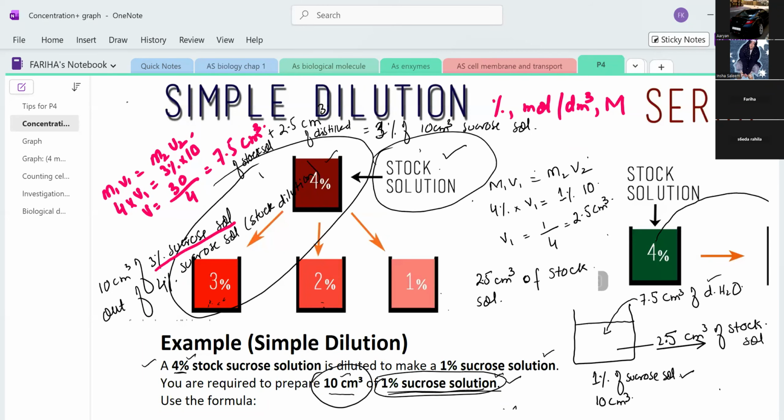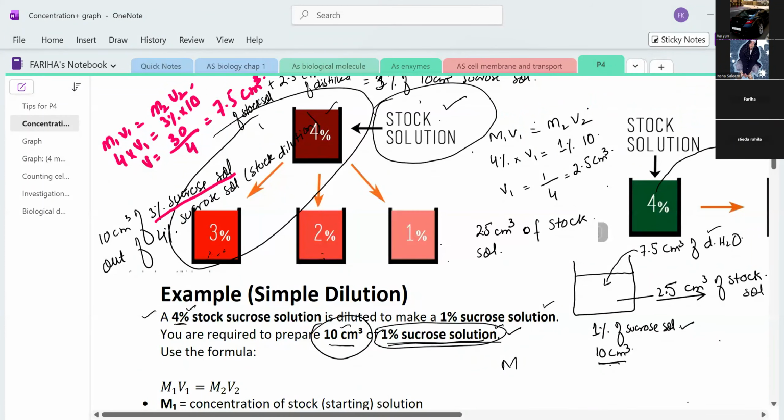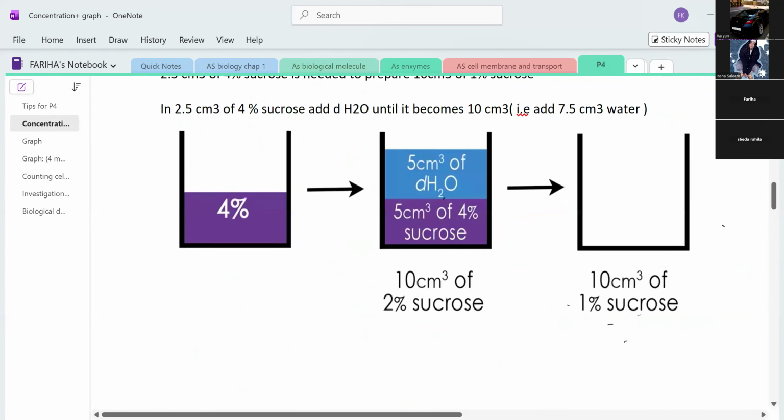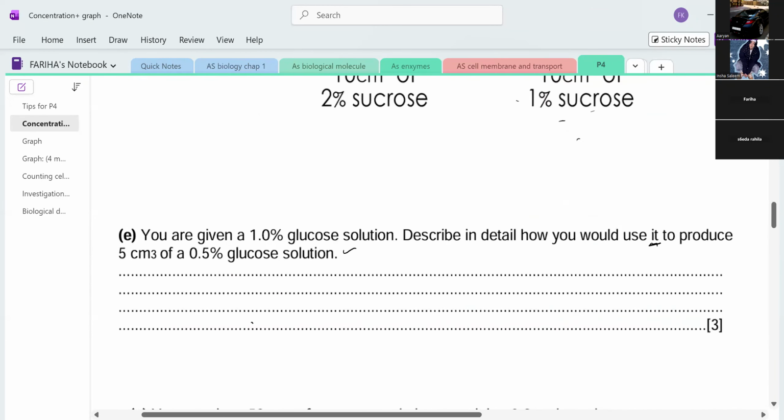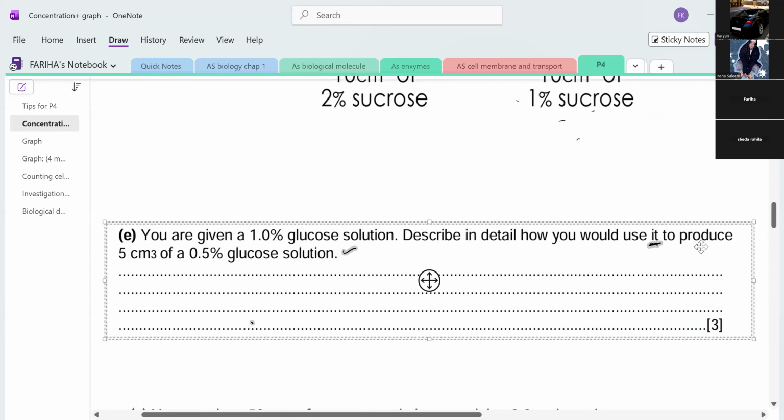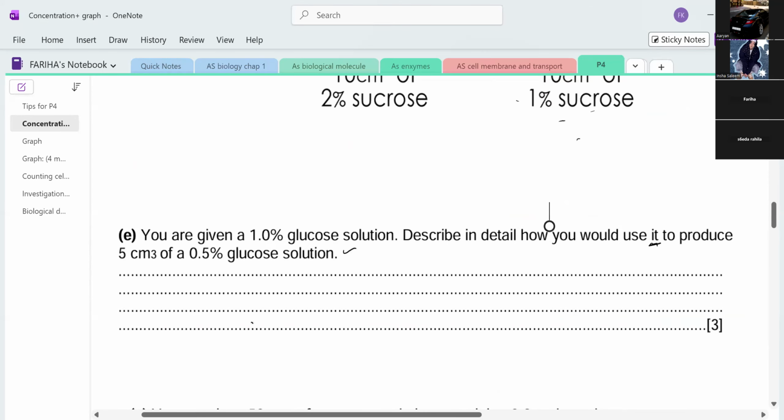Is this clear? Because we are going to solve some questions from past papers, right? Now, let's look at the past paper questions. You are given 1% glucose solution. Describe in detail how you would use it to produce 5 cubic centimeter of 0.5% glucose solution.